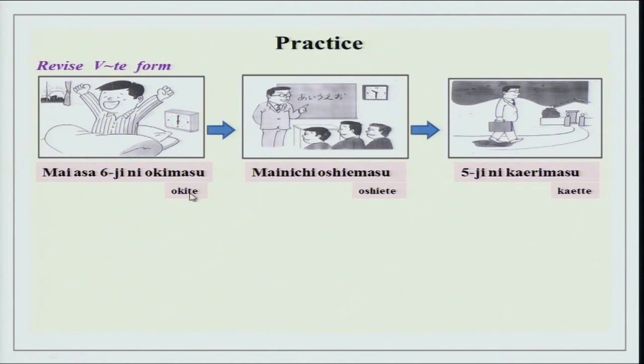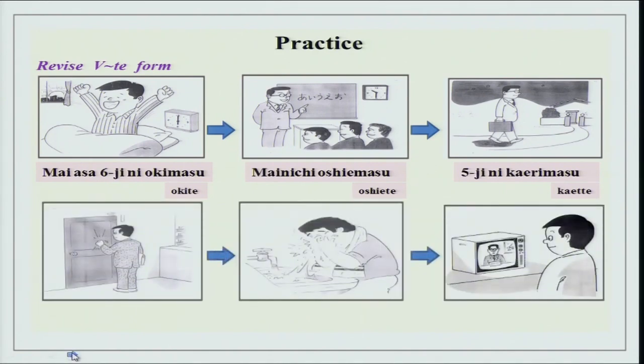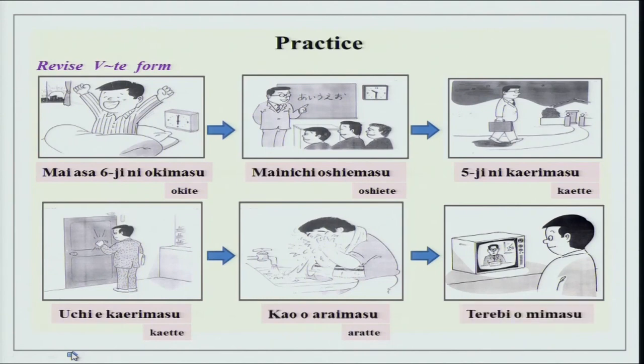So you can see now that in group 2, these two verbs over here, it is just te in te form, and in group 1, kaeru, it is tte. We have another picture for you over here. Let us see what Tanaka-san is doing now. Uchi e kaerimasu. Kaeru, as you did just now, kaette, then kao o arau, araimasu, arau, and aratte. Then we have terebi o mimasu, miru, and mite. We have two group 1 verbs and one group 2 verb. You can make out from the tte and te. So, this is te practice for you.